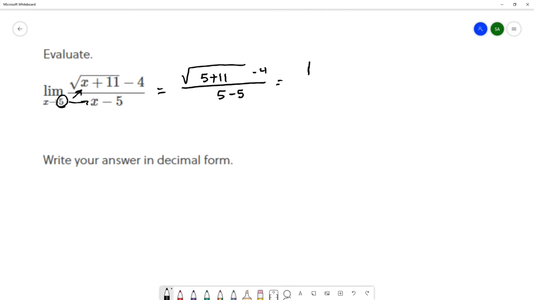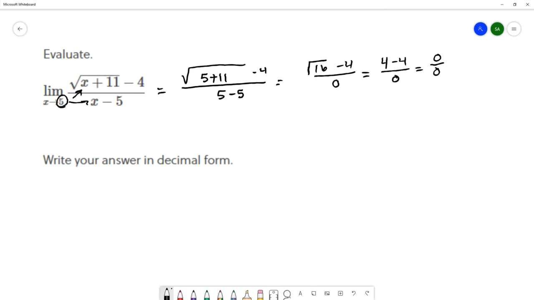Inside the radical, we have 5 plus 11, that's 16. And in the denominator, 5 minus 5 is 0. Square root of 16 is 4. And in the numerator, I have 4 minus 4, which is 0. So we did get division by 0, and division by 0 is undefined.